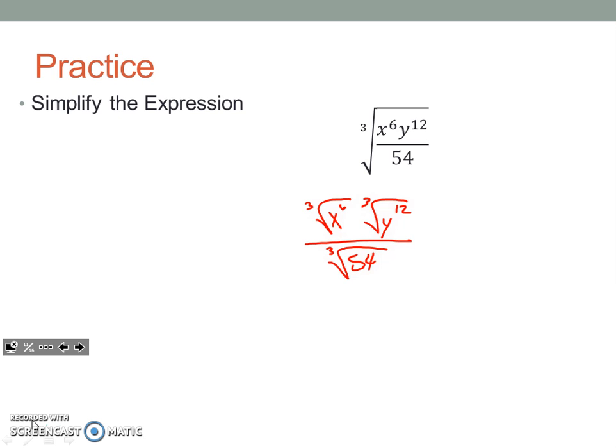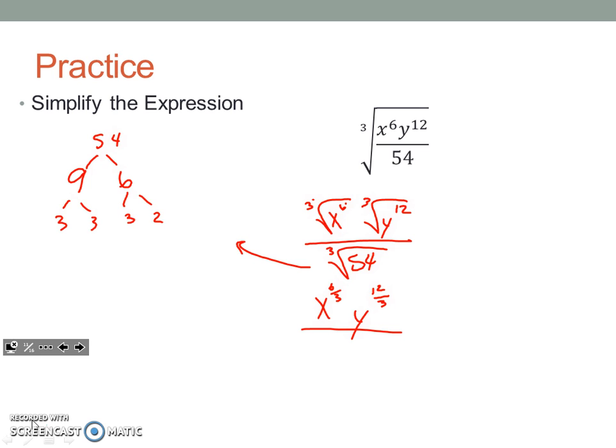Okay, so this is really just x to the 6 over 3, x to the 6 divided by 3. That's y to the 12 divided by 3. Okay, I can plug the cubed root of 54 into my calculator, and that's not going to tell me anything. So cubed root of 54, if I'm breaking this down, would be 9 and 6, 3 and 3, 3 and 2. Okay, so group of 3s, that's going to move out in front. 3 cubed root of 2.